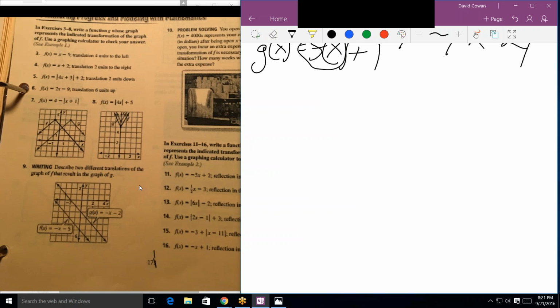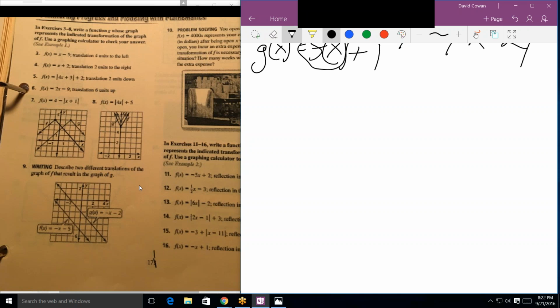Okay, what's one way to get g from f? Look at f as the bottom line. What could I do to f to make it look like g? You could translate it up 3 units.